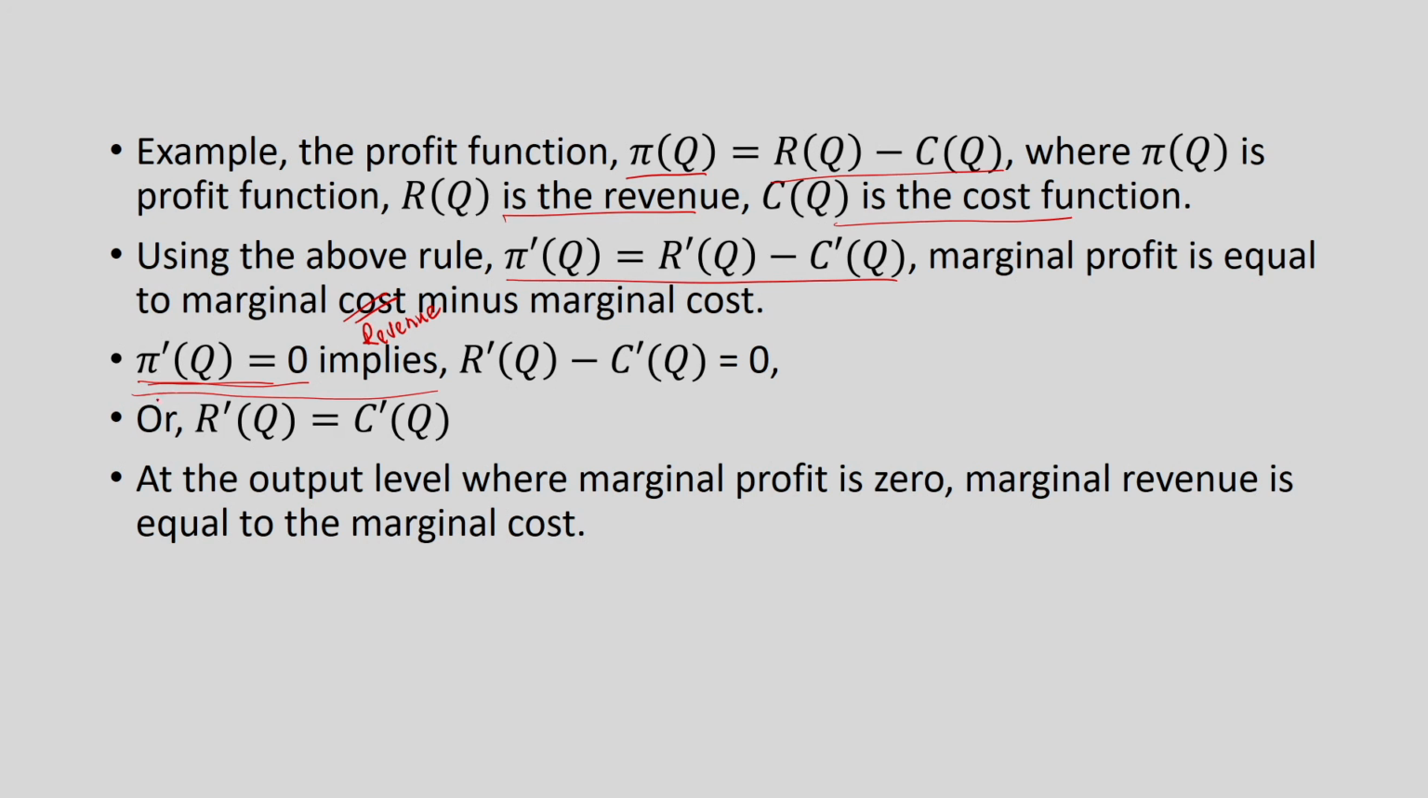Now, if you apply this rule, that is pi dash of q is equal to 0, then from the above we get r dash of q minus c dash of q is equal to 0. That means r dash of q is equal to c dash of q. So, this is a necessary condition of profit maximization: at the output level where marginal profit is 0, marginal revenue is equal to the marginal cost.